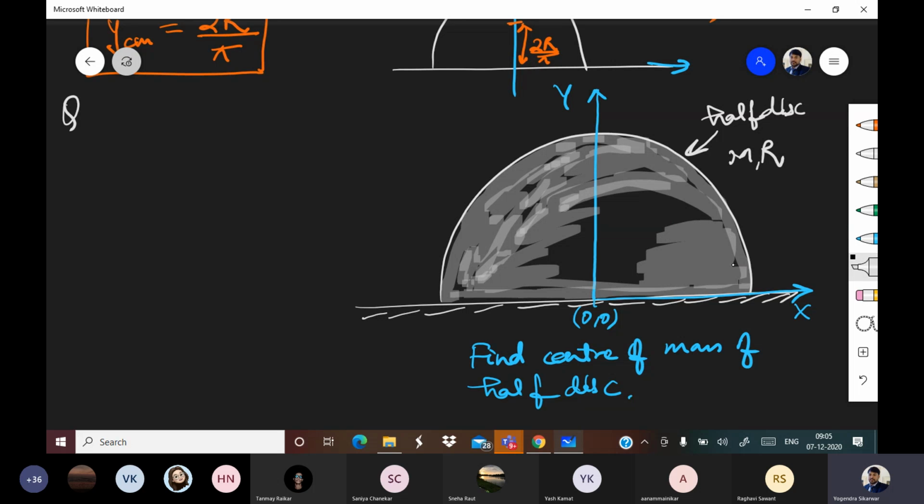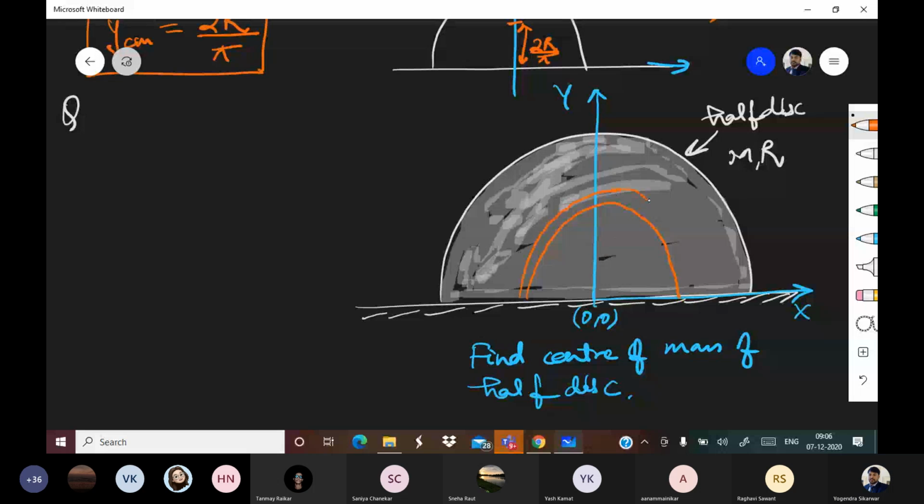So the mass of the half disk is in the whole place, like this. All right. So what to do now? Pay attention to what I am doing. I am considering an element in the form of a half ring. So this half ring I have taken as an element.